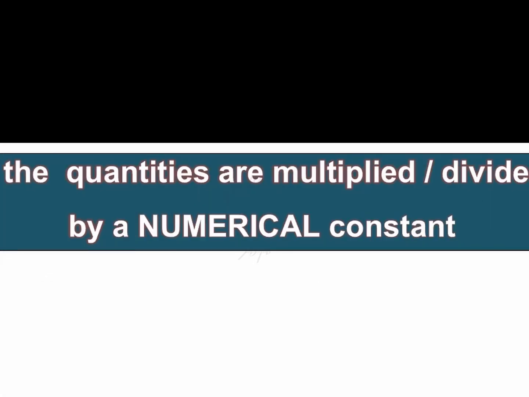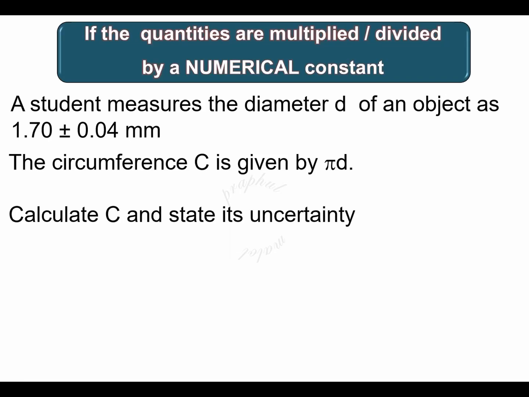The same rule of adding uncertainties goes for quantities multiplied by a numerical constant like 2, half, etc. So let's see this example. A student measured the diameter of a coin with an uncertainty of 0.04 millimeters. Now the student is going to calculate the circumference. The equation is given, pi d, which is the same as 2 pi r. The circumference is 5.34 millimeters. Now the question is, what is the uncertainty in this answer? Is it the same as 0.04?